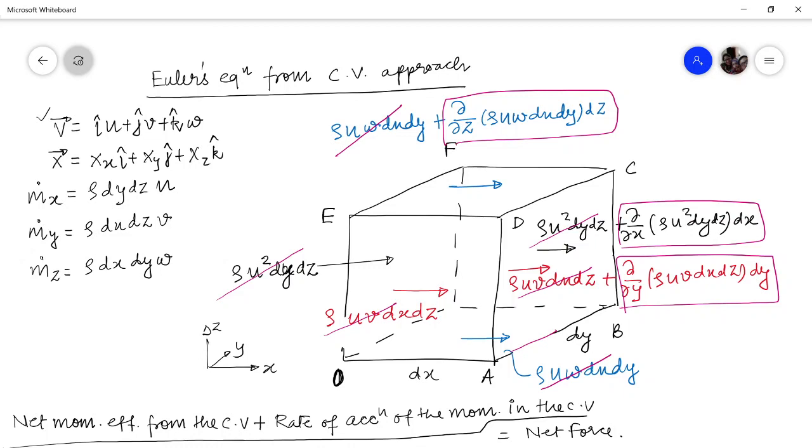So friends, this is all in this particular lecture. In the next lecture, I will try to solve the Euler's equation along a streamline, and hence the development of Bernoulli's equation.